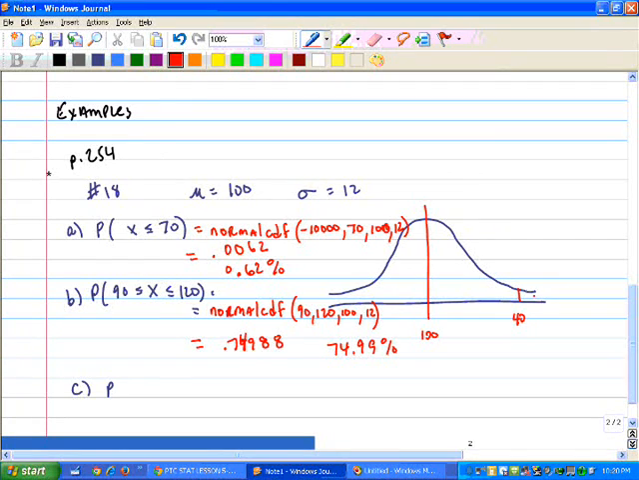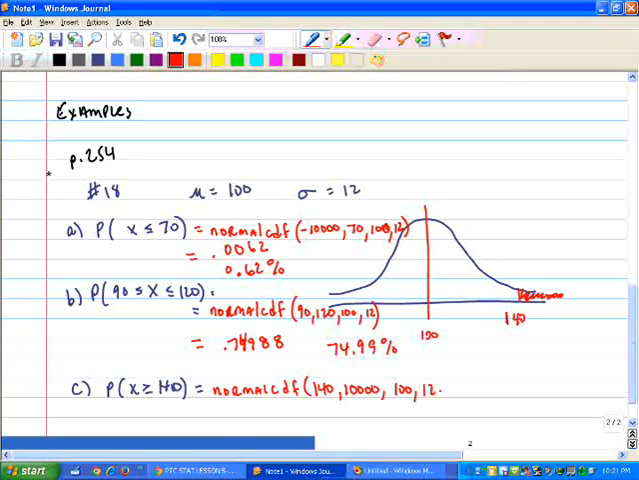This is more than 3 standard deviations from the mean. So this percentage should be really small. This probability should be really small. So we get the probability that X is greater than or equal to 140. Again, we're going to second vars, normal CDF. Our lower bound this time is the 140. Our upper bound is positive infinity. We're going to use 10,000. Our mean is 100, and our standard deviation is 12.